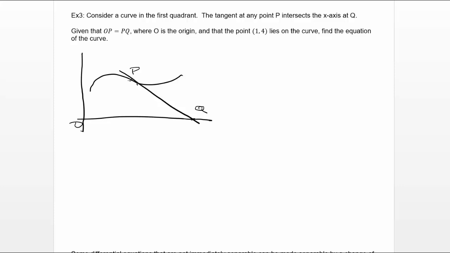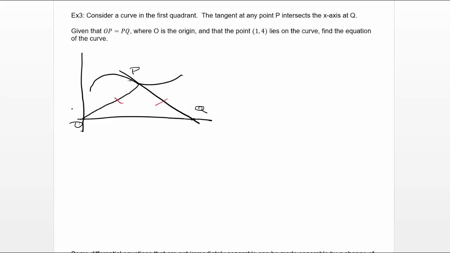And more so, what do I know about this point? I know that this tangent intersects because of just the way this curve is drawn, but it's tangent locally at this point. What more do we know? We know that for every p on this curve, the distance from the origin to p is the same as the distance from p to q, which means that these two segments are the same length.